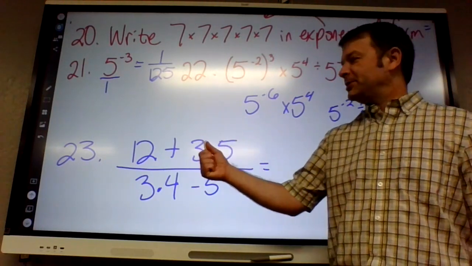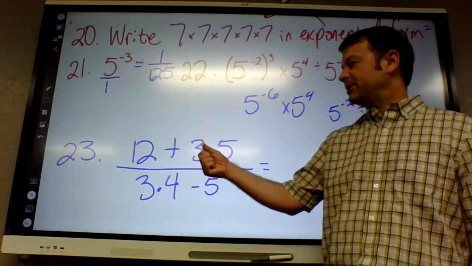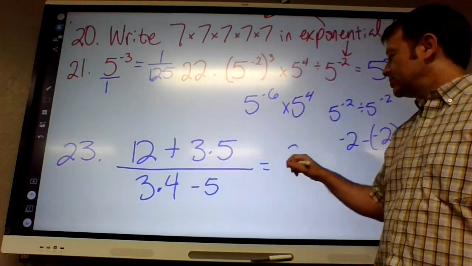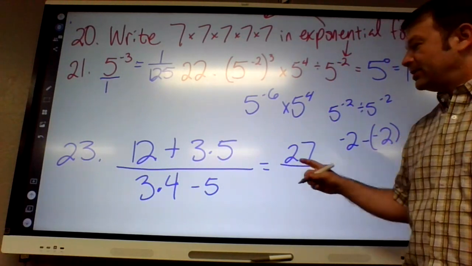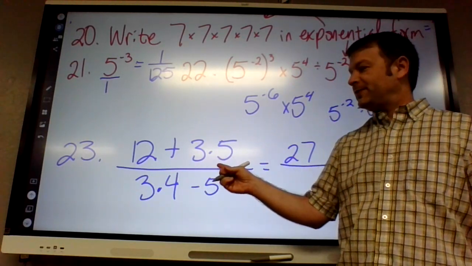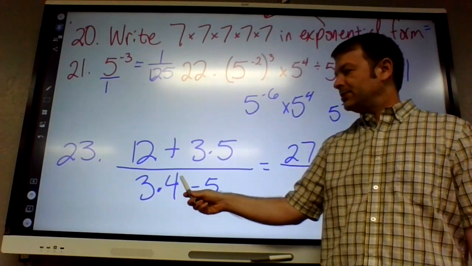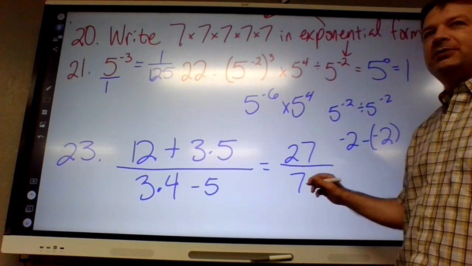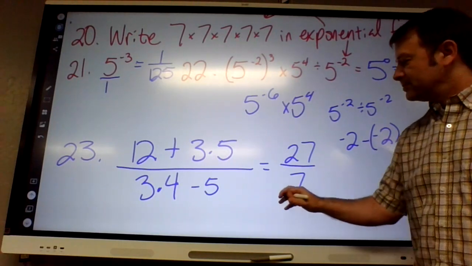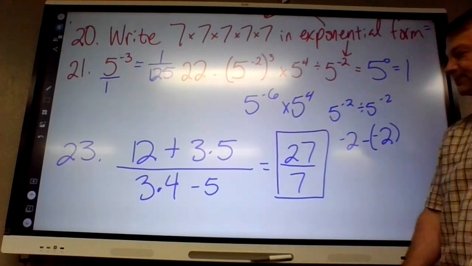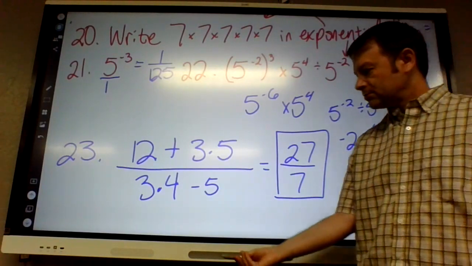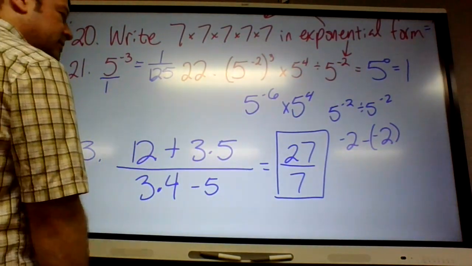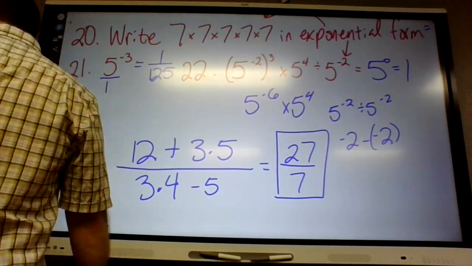Okay, so if I was doing this by hand, what should I do first? 3 times 5 is 15, plus 12, 27. 27. Okay, you guys remember we're saving the division for last. And on the bottom it's 12 minus 5 is 7. Now what? You can't divide, so it just stays like that. That's it. Would the next number be 3 and 6 sevenths? Let's see, it would be 3 and 6 sevenths.